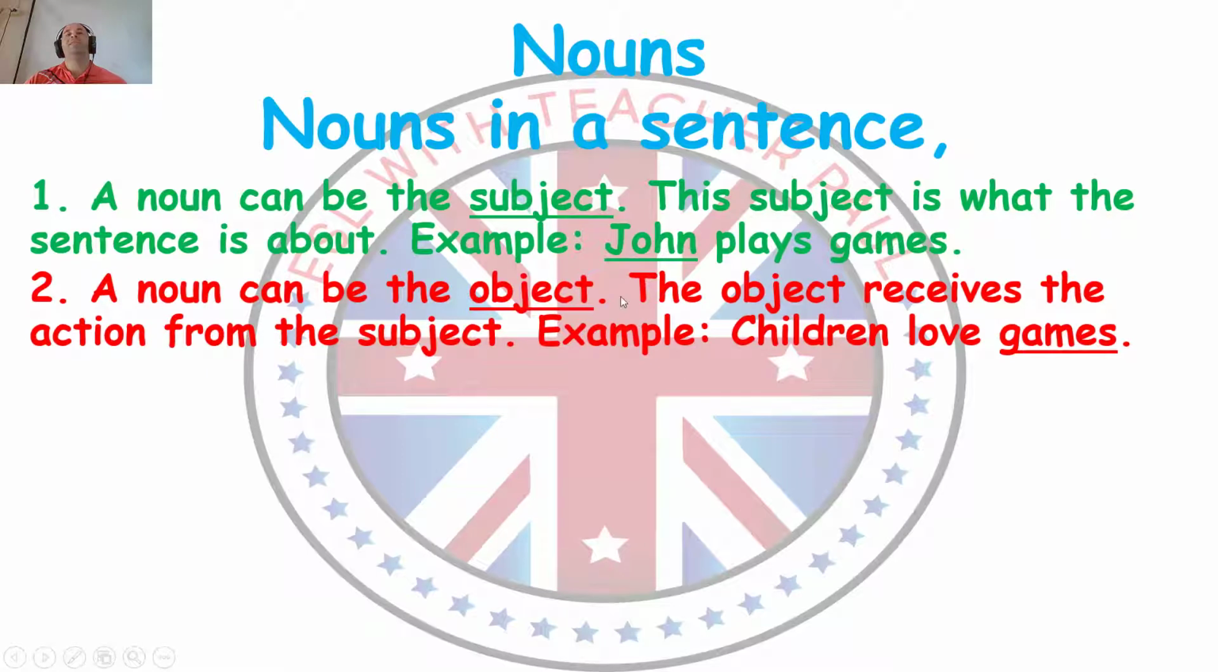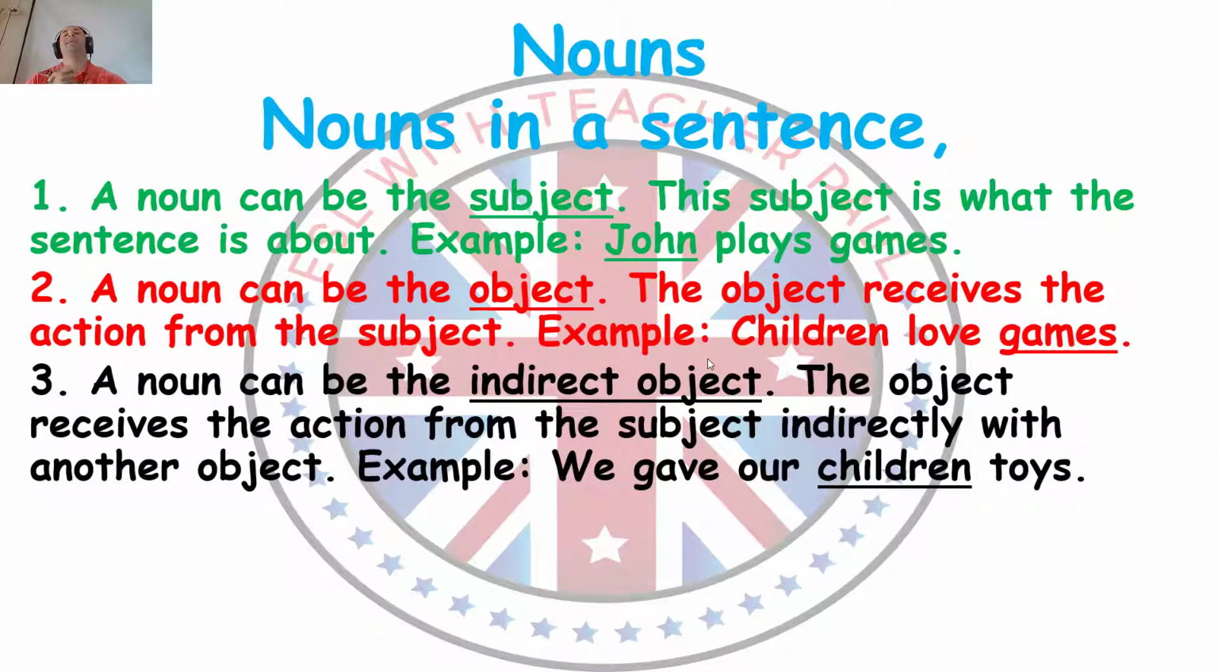A noun can also be the object, and the object receives the action from the subject. The action is the verb. For example, children love games. Children love what? They love games. So it receives the word love. It receives the action.